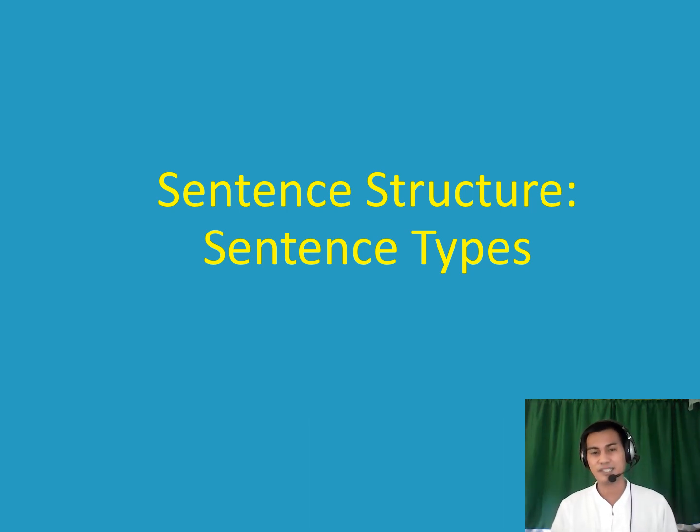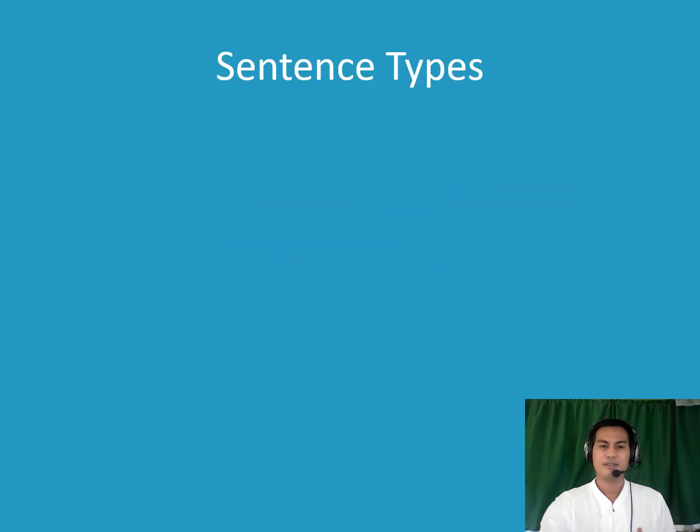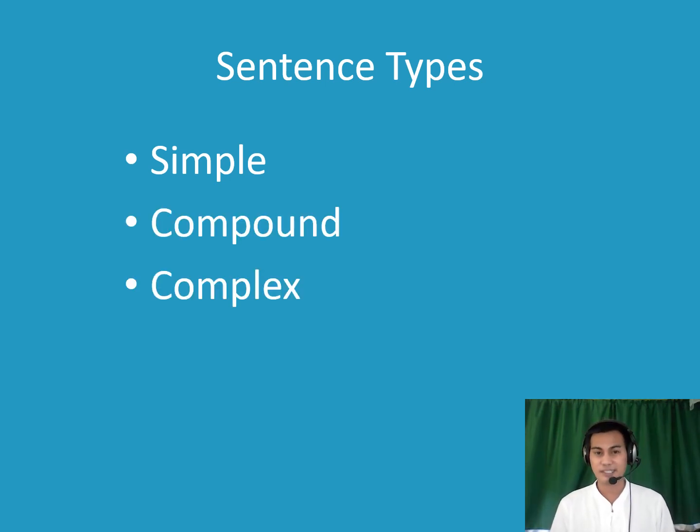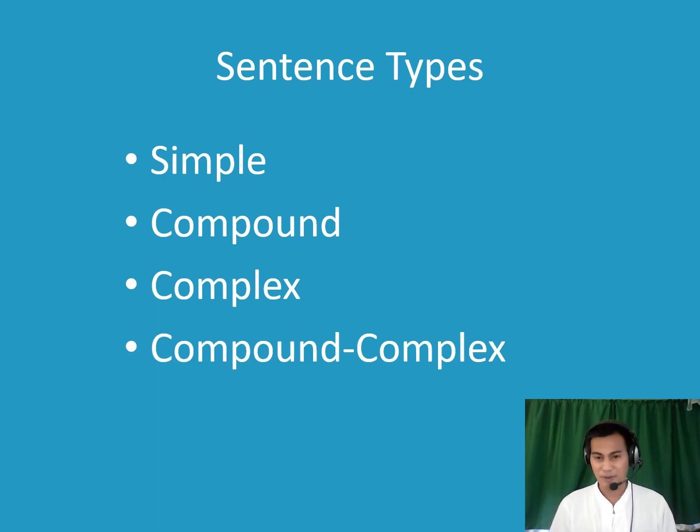Okay, this time we'll be talking about the four sentence types according to sentence structure. Okay, how these kinds of sentences are being formed. There are four, but I will take it one after the other. These are the sentence types. We have a simple sentence, compound sentence, complex sentence, and of course the compound-complex.